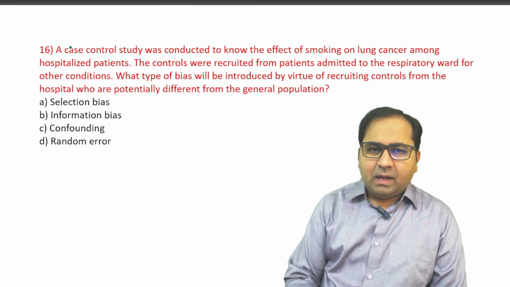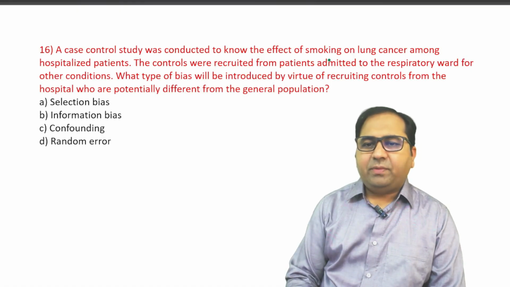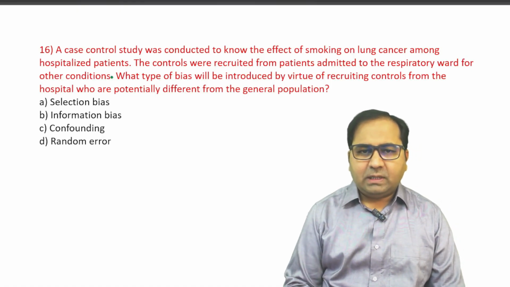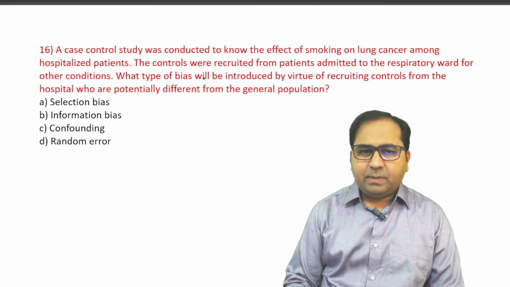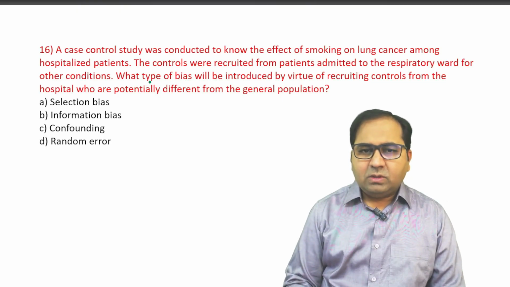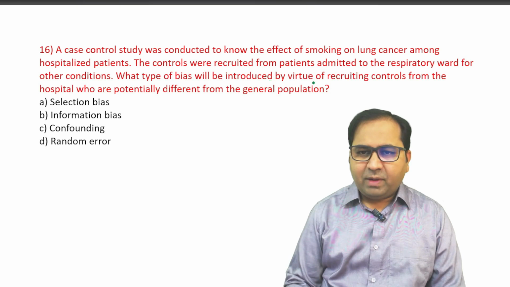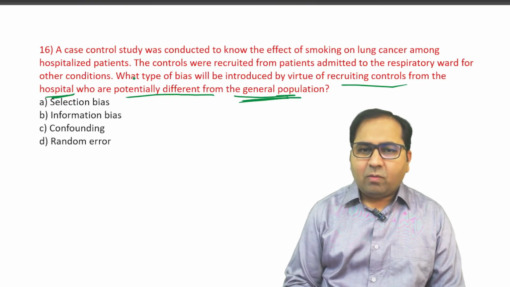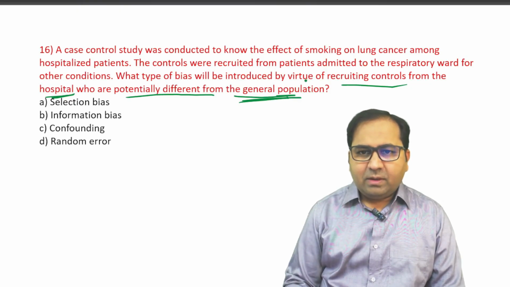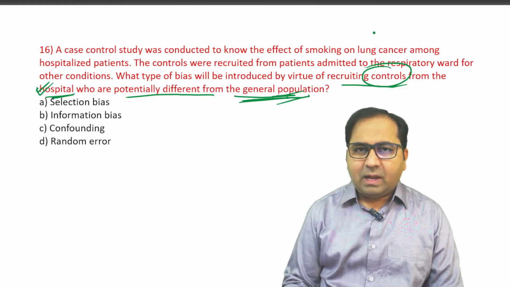Next question. A case control study was conducted to know the effect of smoking on lung cancer among hospitalized patients. The controls were recruited from patients admitted to the respiratory ward for other conditions. So what type of bias will be introduced by virtue of recruiting the controls from the hospital itself, who are potentially different from the general population?